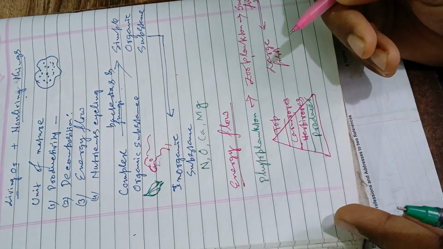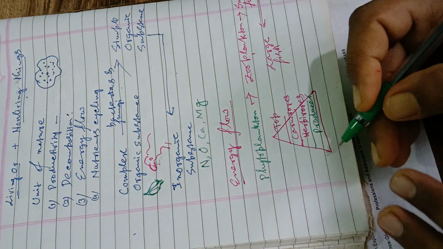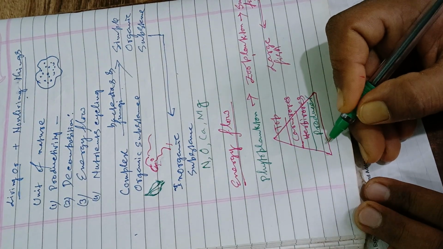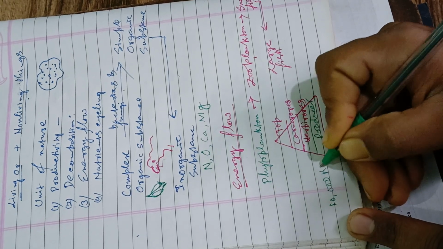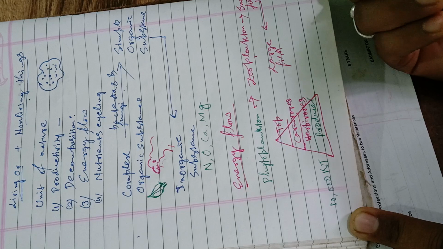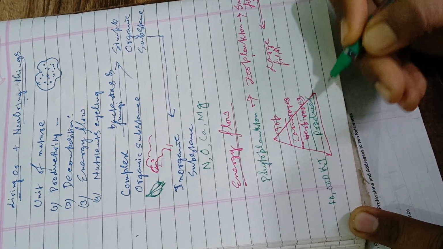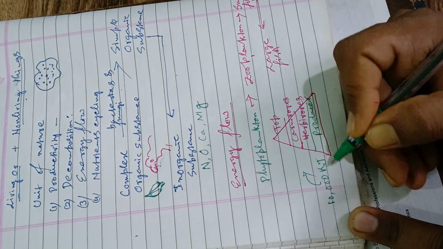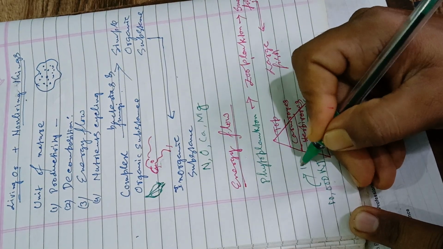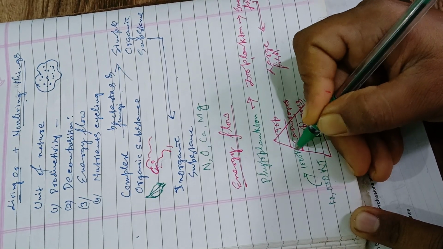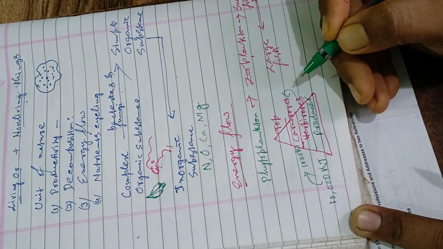Okay, so energy flow means, suppose in the process of photosynthesis, plants entrap 10,000 kilojoule of energy during the process of photosynthesis. Okay, when plants are eaten by the herbivores, only 10% of the entrapped energy passes on to the herbivore's body, means 1000 will pass to the herbivore's body. Then from herbivores it will go to the carnivores.